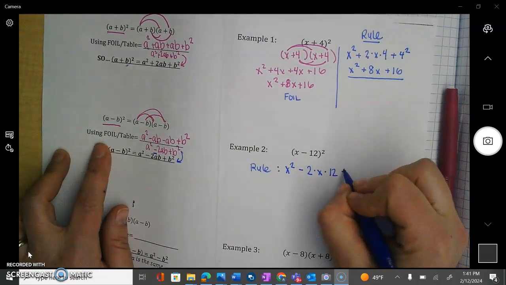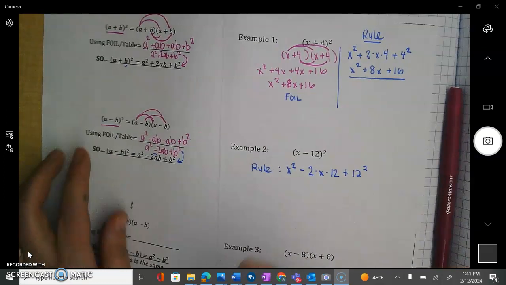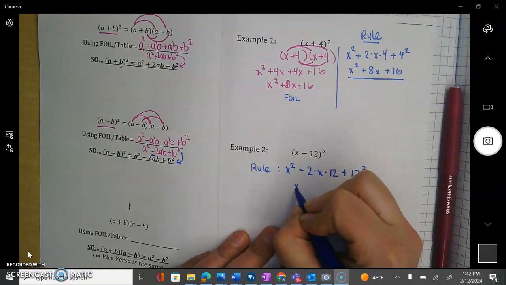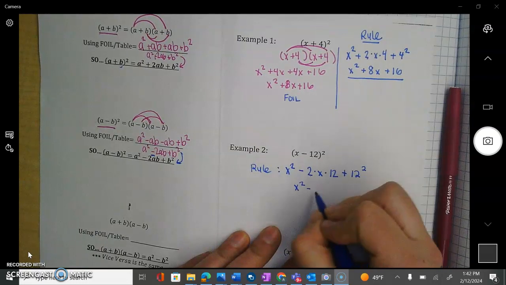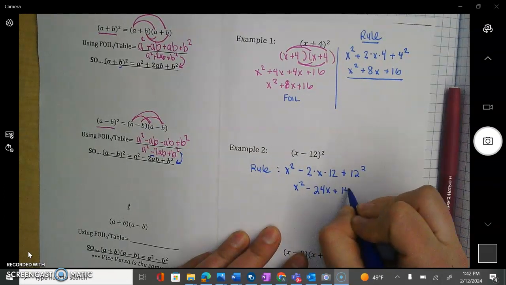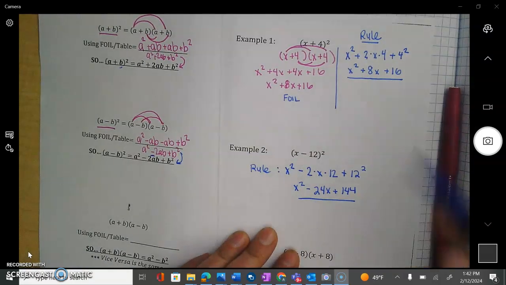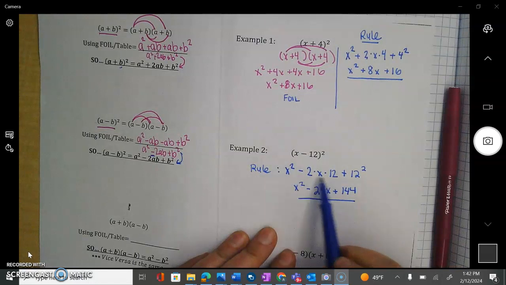Last but not least, I'm going to add b squared. In this case, our b is 12 squared. And then we could just simplify. X squared minus 2 times 12 is 24x plus 12 squared is 144. Okay. Once you get used to this, you can really even skip this step because you should be able to multiply this in your head.